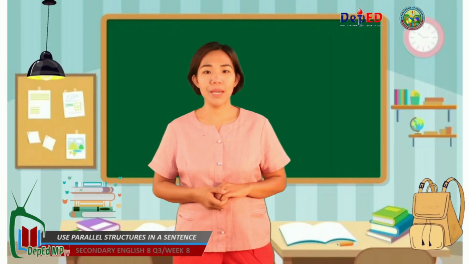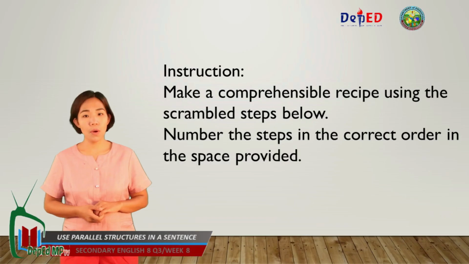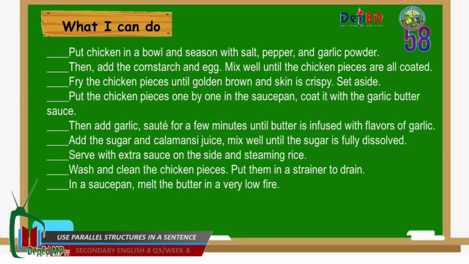However, your teacher made a little twist this time by scrambling the recipe. So, your first task is to make a comprehensible recipe using the scrambled steps below. Number the steps in the correct order with the numbers in the space provided. You may pause this video when answering.